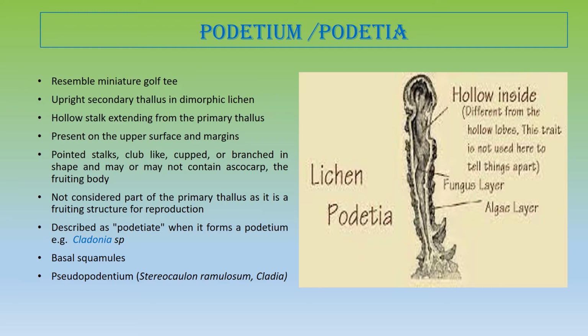For example, Cladonia. This podetia is a secondary thallus and it arises vertically from the surface of the primary thallus. Now we are going to see what the primary thallus of this foliose lichen is.